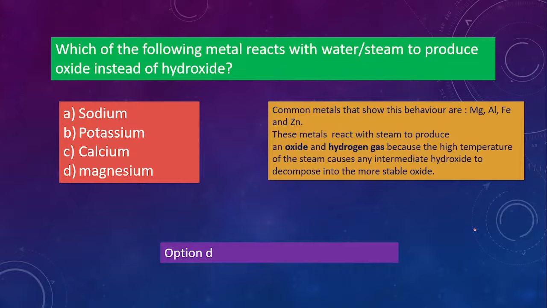Why will it not form hydroxide? Because of the high temperature of steam, whatever hydroxide is formed first as an intermediate product, if the hydroxide is also being formed, that also will break or decompose into stable oxide. So oxide is more stable for these four elements, that is magnesium, aluminium, iron and zinc. So with steam, even if hydroxide forms, it breaks down again and forms oxide and not hydroxide.